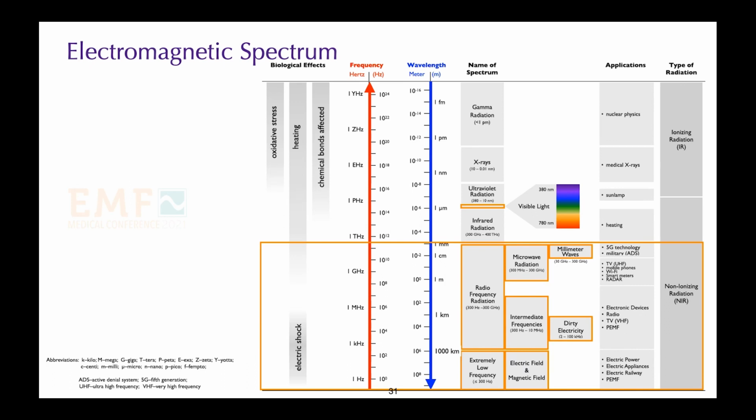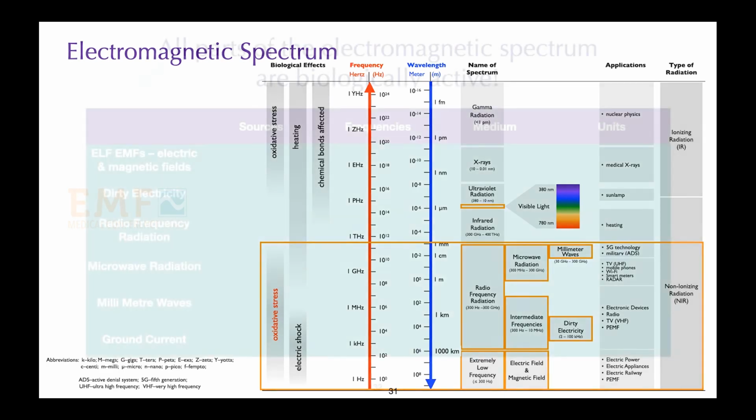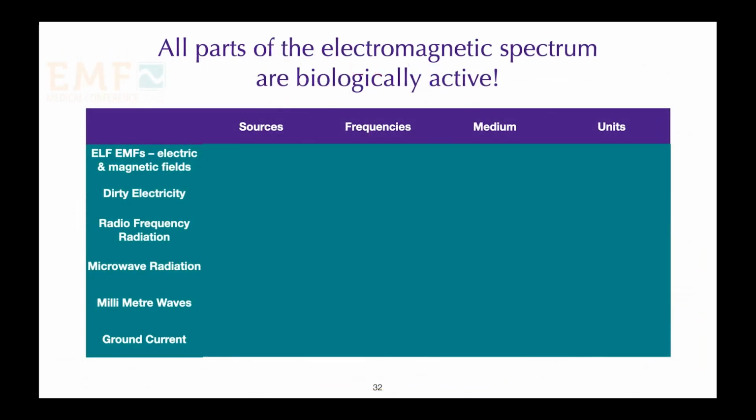We have evidence of oxidative stress within the realm of ionizing radiation, but what most engineers don't realize is that oxidative damage extends throughout the entire EM spectrum, and this is based on biology, not physics. All parts of the electromagnetic spectrum are biologically active. Here we have a summary of the sources, frequencies, medium, and units for the different types of electromagnetic pollution.